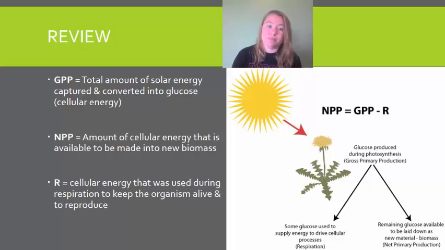So brief review here. Gross primary productivity, the total amount of photosynthesis that's happening. So the total amount of energy that's captured and converted into glucose. Now remember, all plants are using some of that glucose to do cellular respiration, to do their normal life processes. So the net primary productivity, or NPP, that's the amount of energy that is able to be made into that new biomass or the new plant tissue. And R represents respiration, so the energy that's used to keep the plant alive.